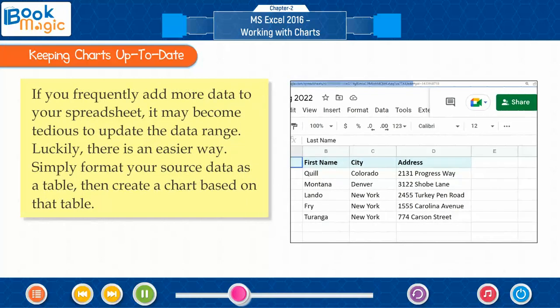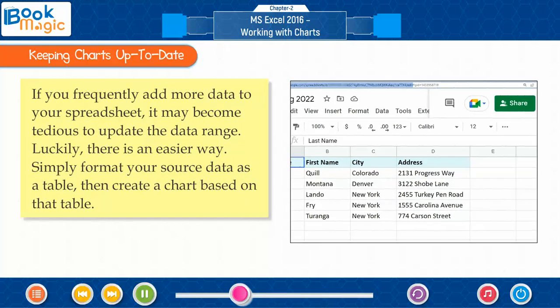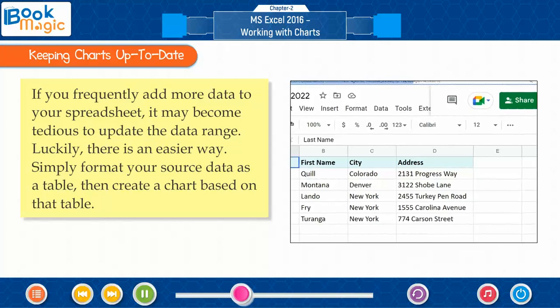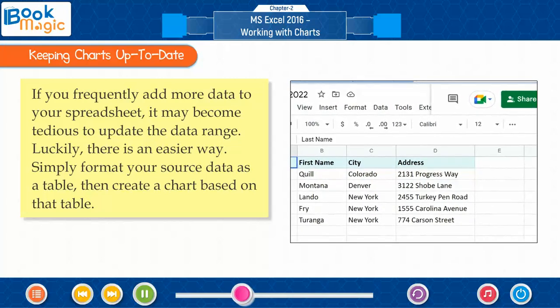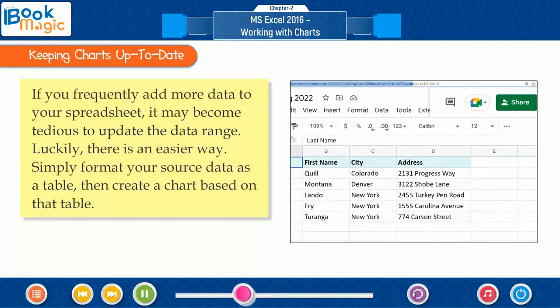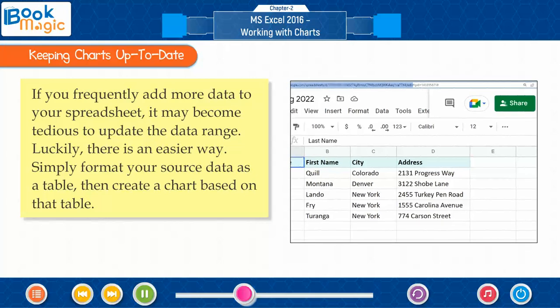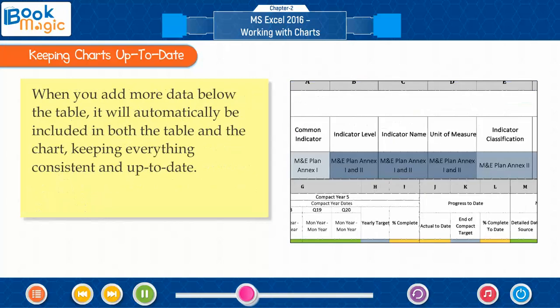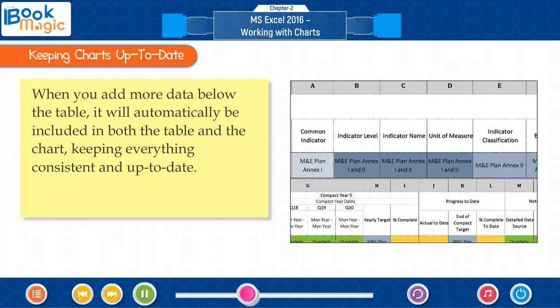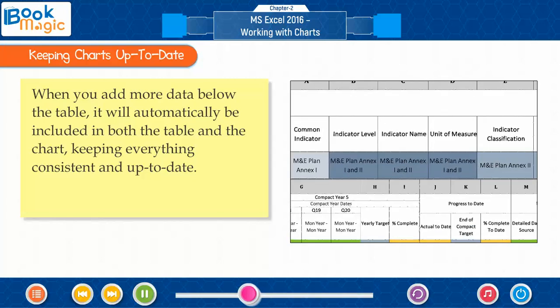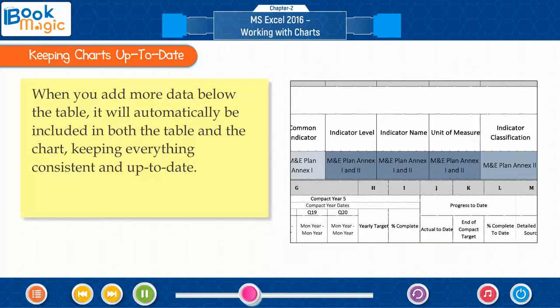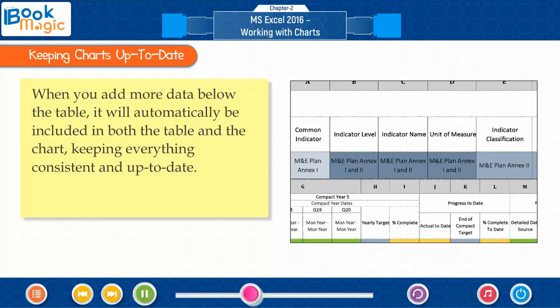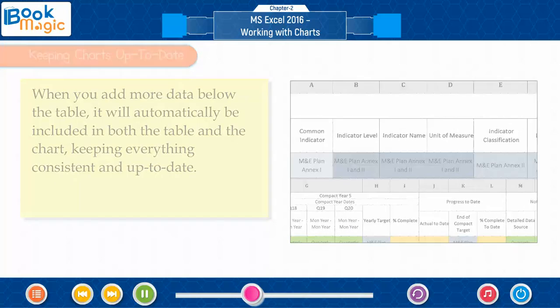If you frequently add more data to your spreadsheet, it may become tedious to update the data range. Luckily, there is an easier way. Simply format your source data as a table, then create a chart based on that table. When you add more data below the table, it will automatically be included in both the table and the chart, keeping everything consistent and up to date.